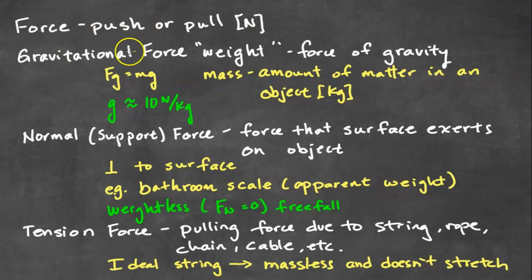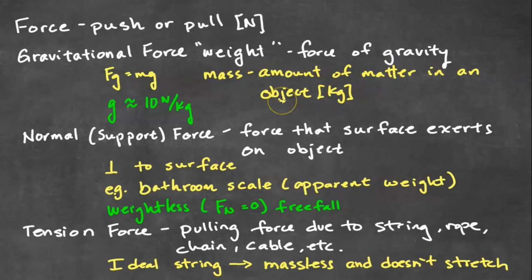The first one is gravitational force. Another name for gravitational force is weight, and this is defined as the force of gravity. If you know the mass of an object, you can calculate the gravitational force by taking mass times g. Mass is the amount of matter in an object.